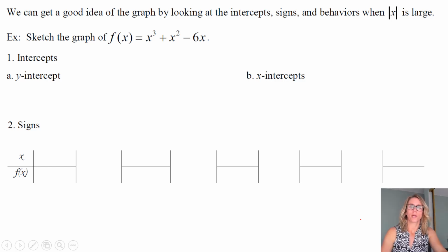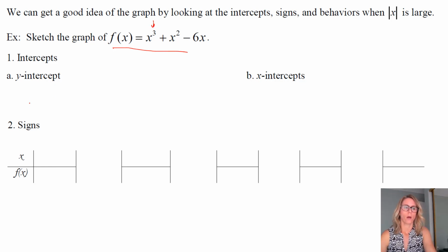So now we will try to sketch the graph of a polynomial using things that we know and things that we've just talked about. One of the things that we can do in order to sketch the graph, we've got a cubic function here, highest degree is 3, is first think about the intercepts.